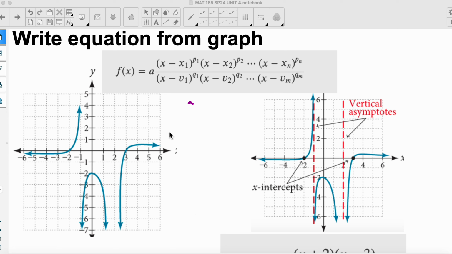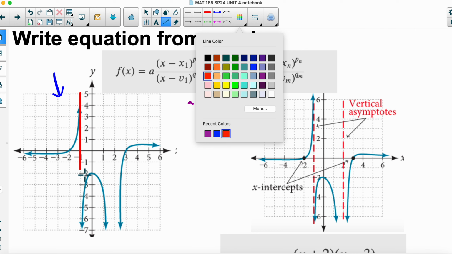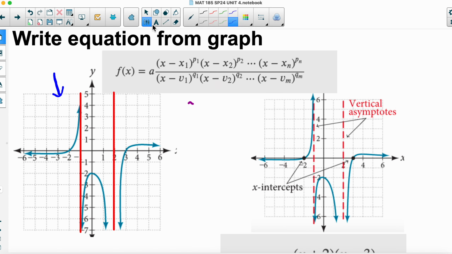I'm going to go through a video of how to write an equation of a rational function when you're given a graph. So for instance, if we were given this graph here, we scan this, and the first thing that I notice is that I have some asymptotes. So you're going to estimate and just draw some lines here where those asymptotes occur. All right, so we're just really going backwards from when we were given a general form.